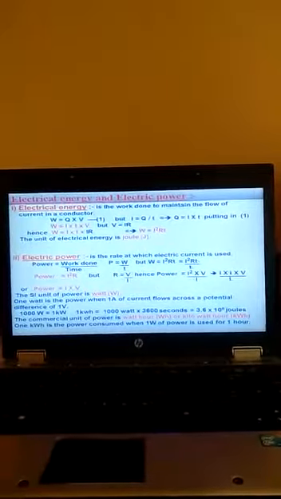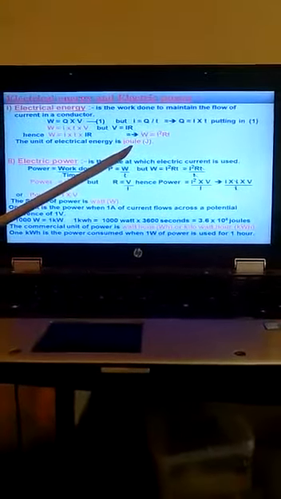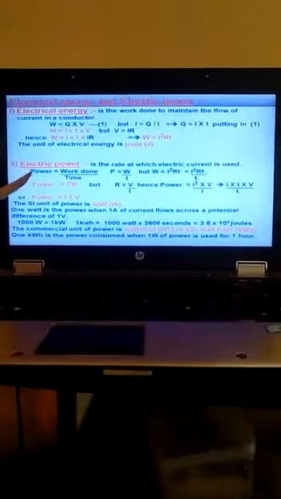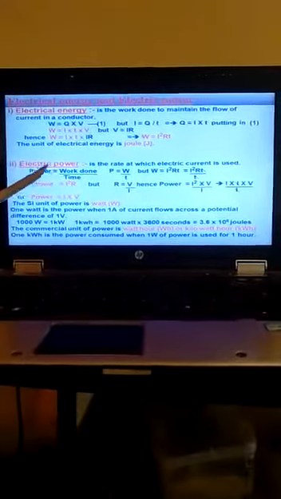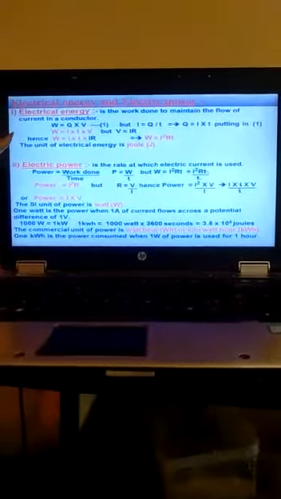As you know that energy is calculated in joules, therefore electric energy is also calculated in joules. Next topic is electric power. Power is the rate of doing work.